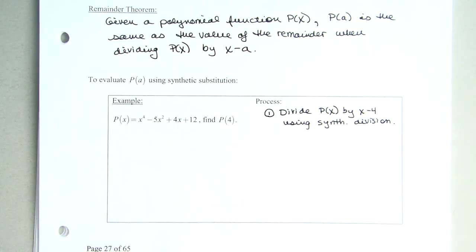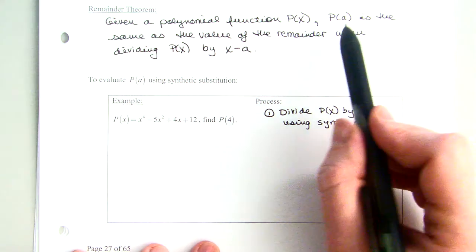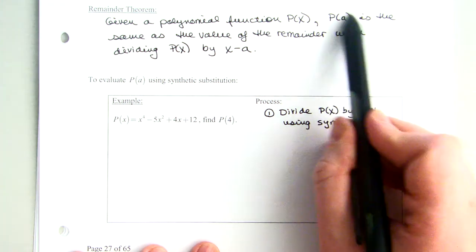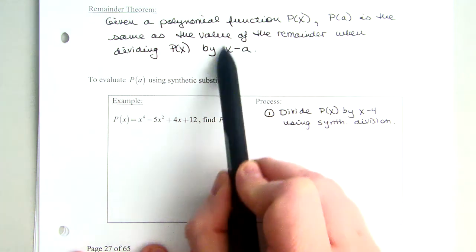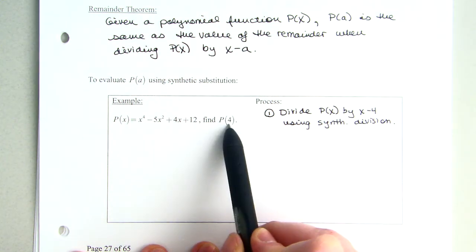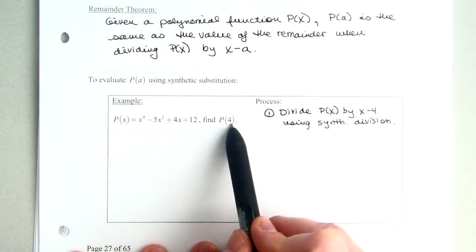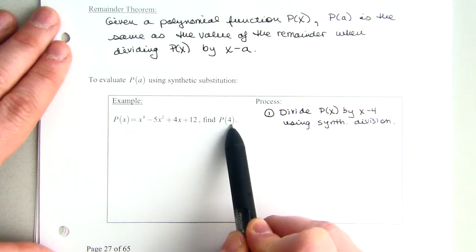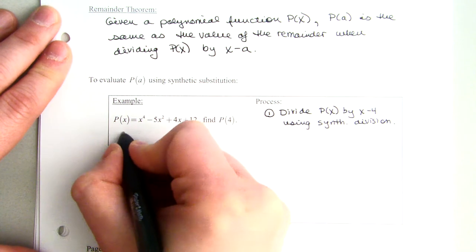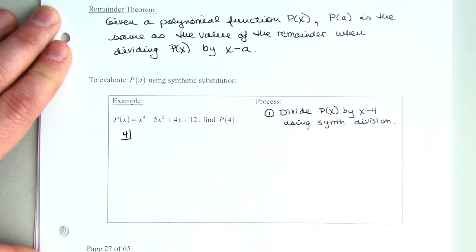Now, where did I get x minus 4 from? Sort of from my remainder theorem. P of a is the same as the remainder when I divide by x minus a. P of 4, I want to divide by x minus 4. Basically, p of whatever, I want to divide by x minus that thing. If you're dividing by x minus 4, you're going to stick a 4 in your box.